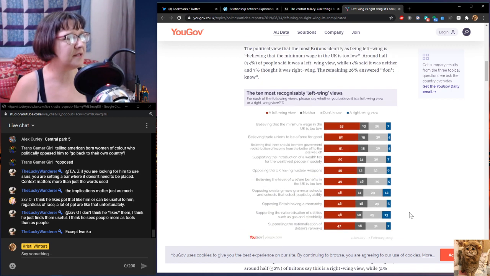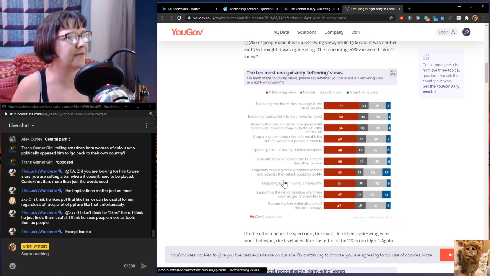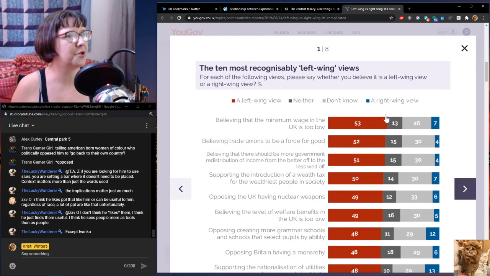So these are the top 10 most recognizably left-wing views. In other words, this is where you get the majority of people.